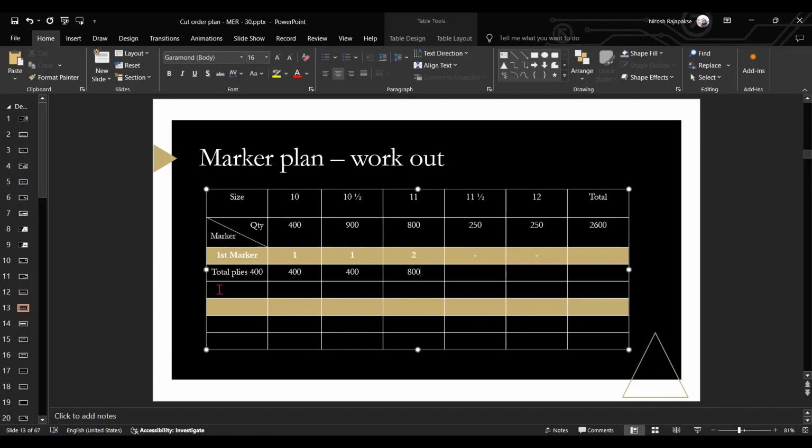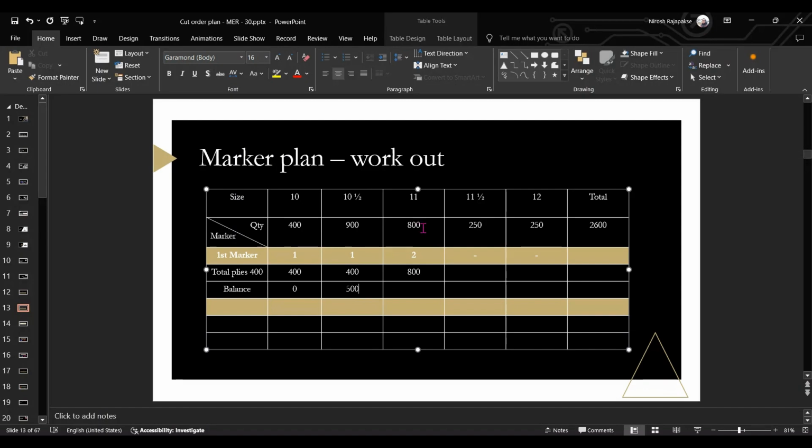That's all. Now you get the balance quantity. What's the balance? You have to reduce the cut quantity from the original quantity according to the workout. 400 was the earlier quantity. You cut 400 pieces using the first marker. Now no balance, the balance is 0. And here also there was a balance. Now here there were 900. You cut 400 using the first marker. Now there is still balance. It's 500. 900 reduced by 400 is 500.